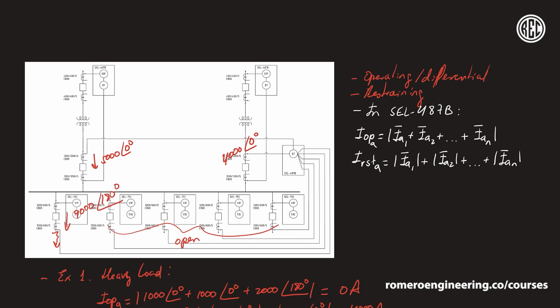So that CT is more prone to saturate and therefore not reproduce a secondary current that's a perfect replica of the primary current. And so there's going to be errors that are going to be introduced when that happens, because now you have two CTs that are properly reproducing the secondary current and one that's not performing as well.